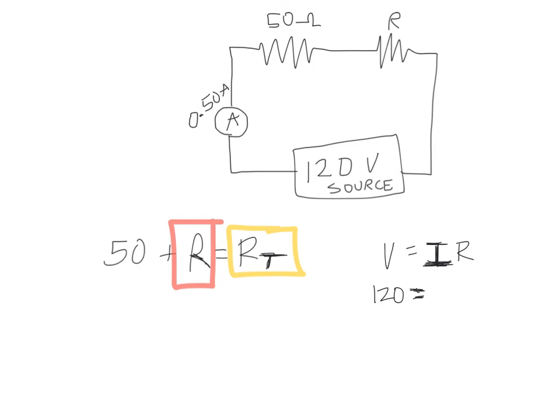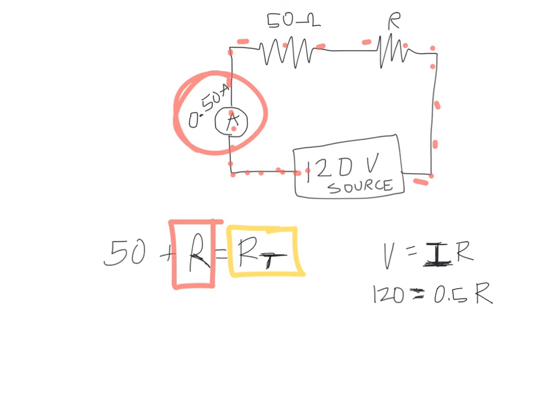Well, what do I plug in for I? Well, remember, when you're in series, the charge comes out and has to go through each one. So if I know the charge here, that is the charge everywhere. So that means that my current is 0.5 because it happens to be in series.